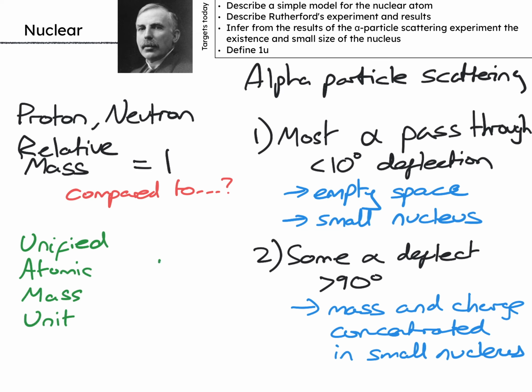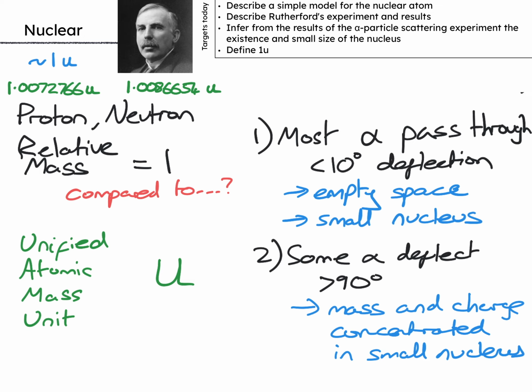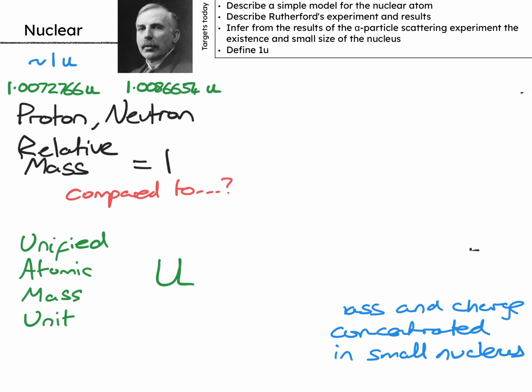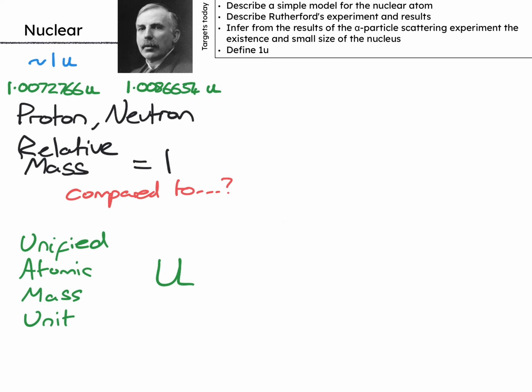A proton has a mass of 1.0072766 u, whilst the neutron is 1.0086654 u. Now obviously they both round off to 1 u, but in reality the neutron has a little bit more mass, which oddly enough means that the proton is more stable than the neutron.